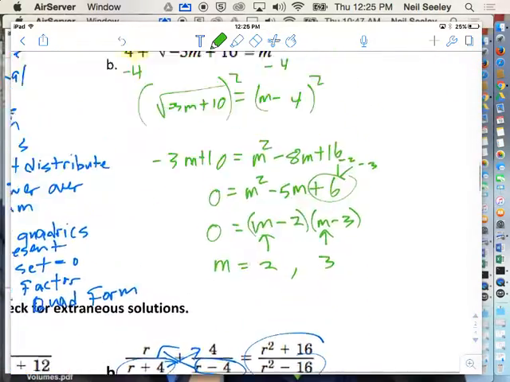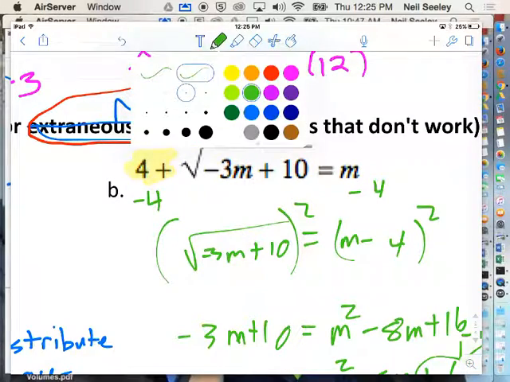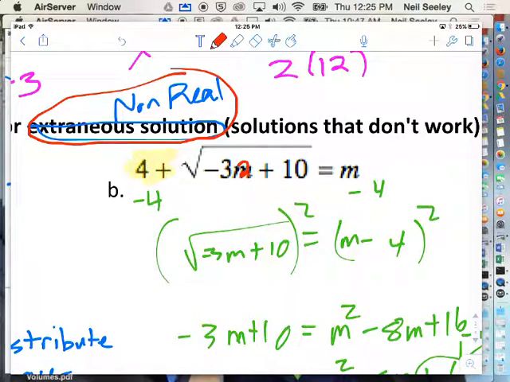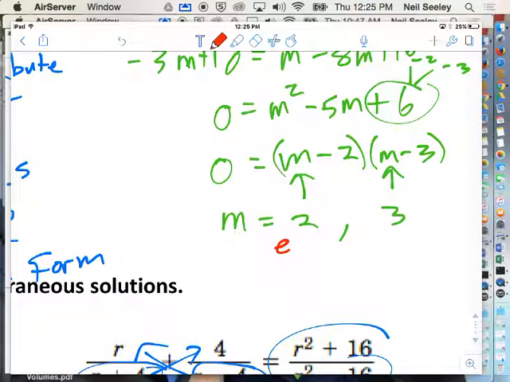How about 2 and 3? Do they work? Why don't you take a second? How about 2? Does 2 work? It fits okay. Not like there's a negative issue. -3 times 2 is, you gotta do under the radical first. Square root of 4 is 2. 4 plus 2 is 6. I get the left side is 6 and the right side is 2. So no, it doesn't work. So 2 is extraneous.